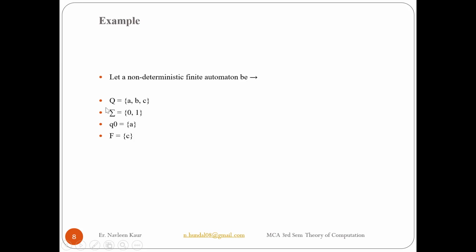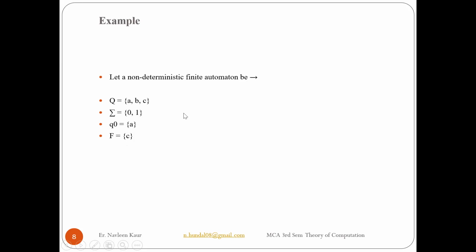Okay. Next, there is your summation, your input alphabet. It means your input string is made up of only two alphabets, that is 0 and 1. Okay, so your input is of the form of 0 and 1 only. After that, which is going to be your starting state, your first state out of A, B, and C. So your first state is A. It means your A is going to be your starting state. And what is your final state? Your final state is C.